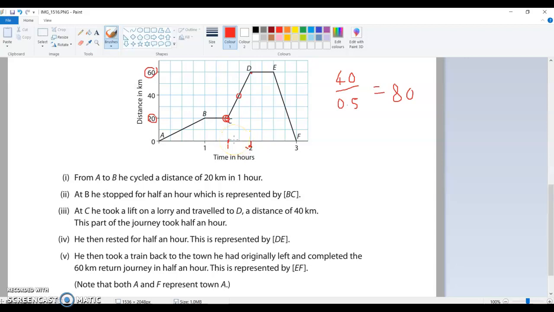So you'd be doing 20 divided by a quarter, which would also give you 80 kilometers per hour as your speed. Okay, so between C and D there, I could see straight away that I was traveling faster because the line was clearly steeper than it was between A and B.